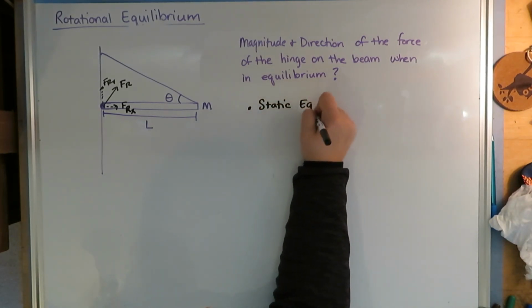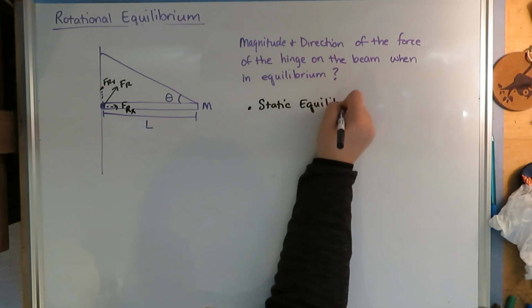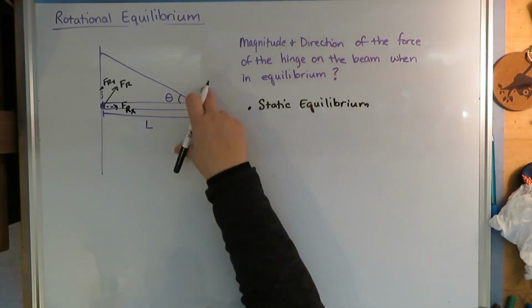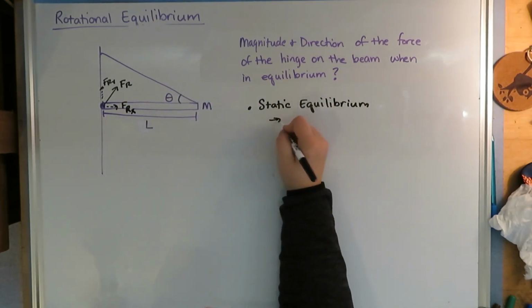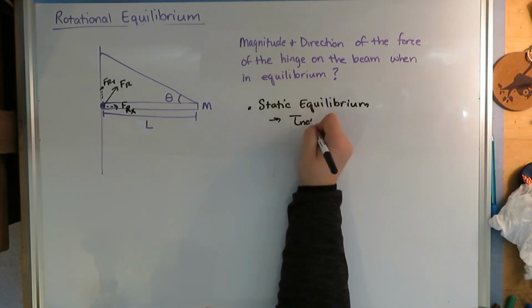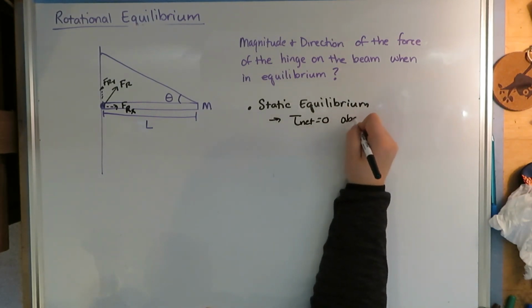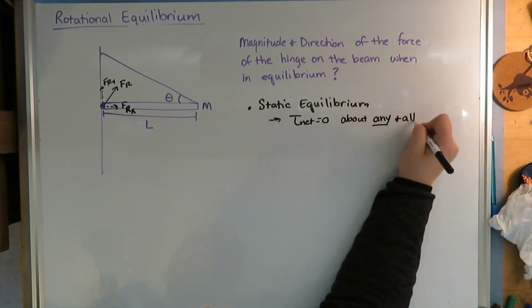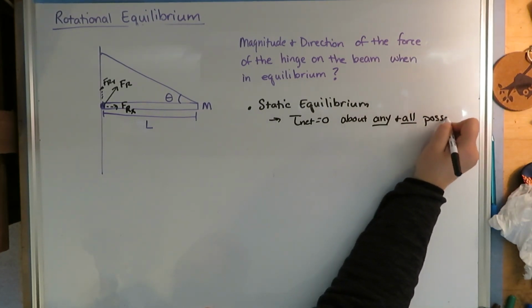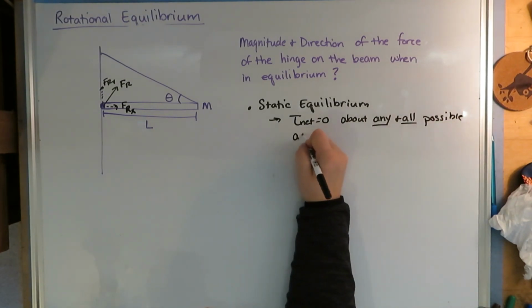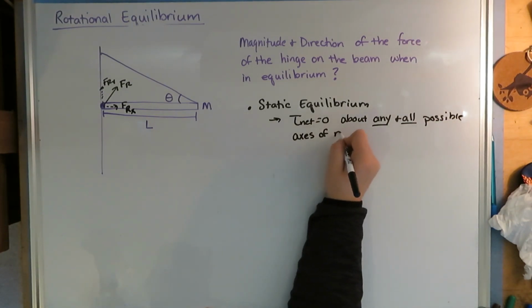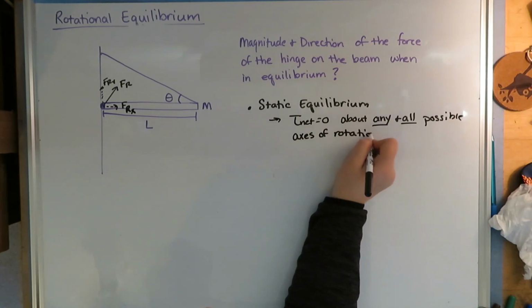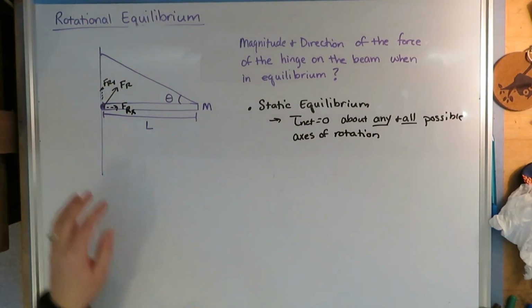To be in static equilibrium, which is what this is, because it's assuming it's not moving, then basically your net torque has to equal 0 about any axis of rotation. Any and all possible axes of rotation. Because even though I might assume that the axis of rotation is actually the hinge, technically every point has to be in equilibrium.